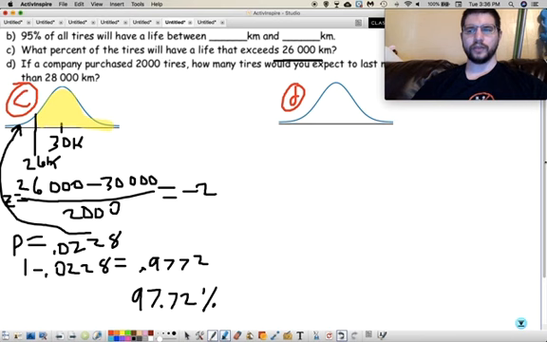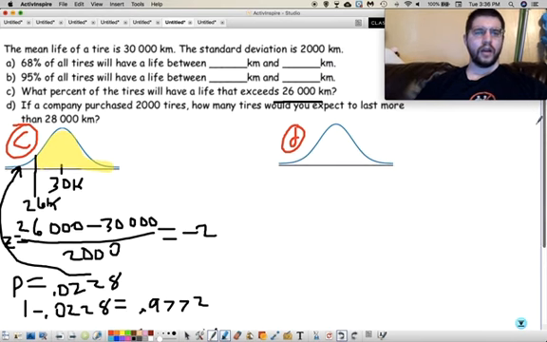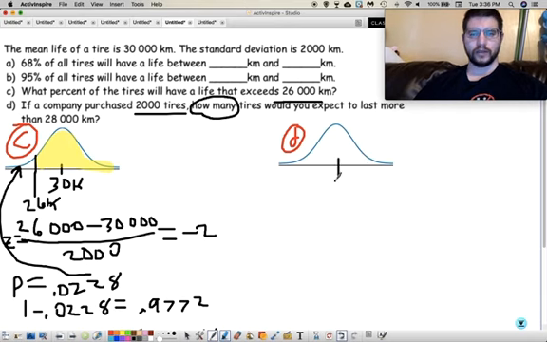All right, last question. So we've got 2,000 tires. We want to get how many, kind of like that Oreos problem, would you expect to last more than 28,000? So here's our 30,000. And I already know 28,000, that's one standard deviation to the left. A little mental math. More than. So that's everything over here.